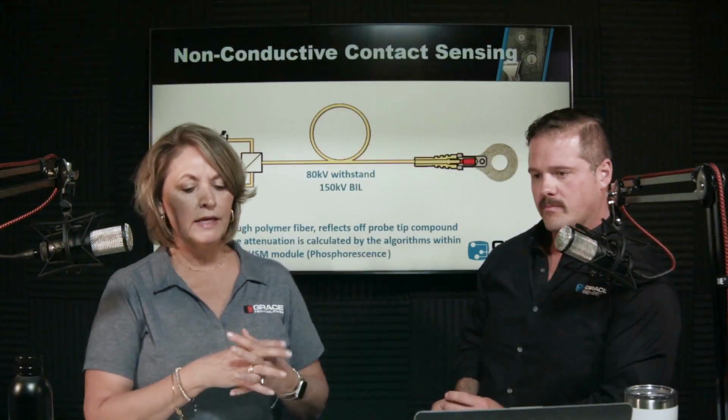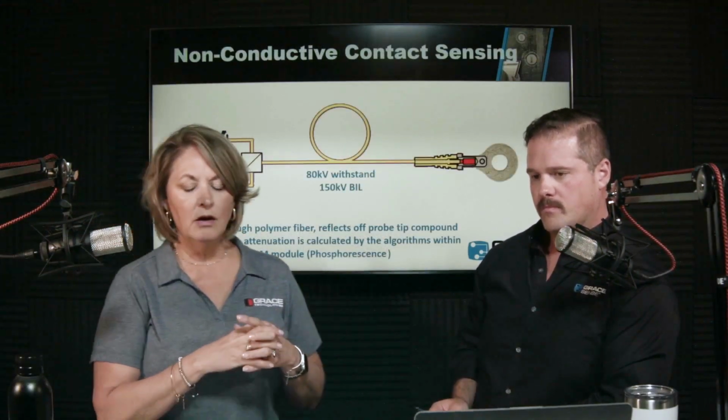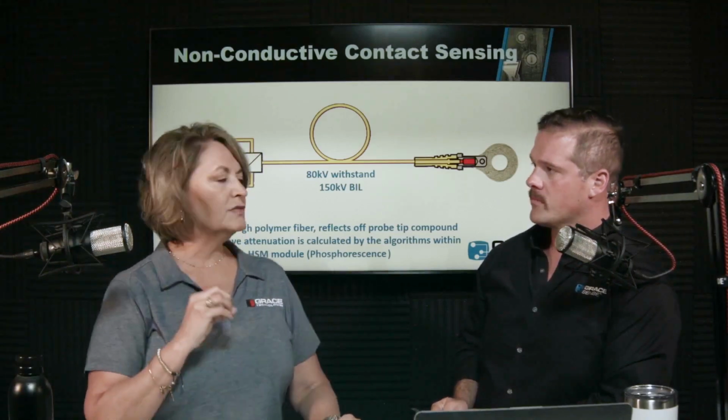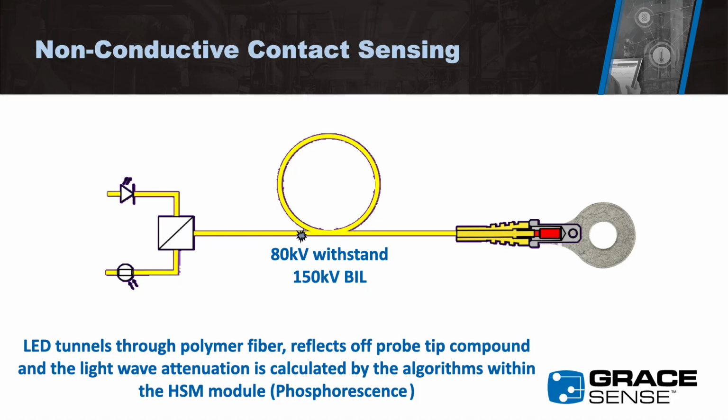But we really like the way our technology does it because we are not using a wire. We're using a phosphorescence technology whereby we are pulsing just an LED light down the polymer fiber. It's reflecting off this compound in the probe tip, and it's reflecting back. So we watch that light wave attenuation over time to calculate the temperature.